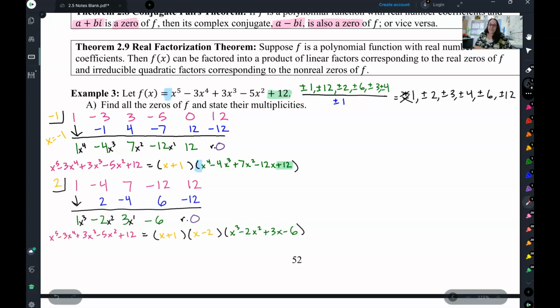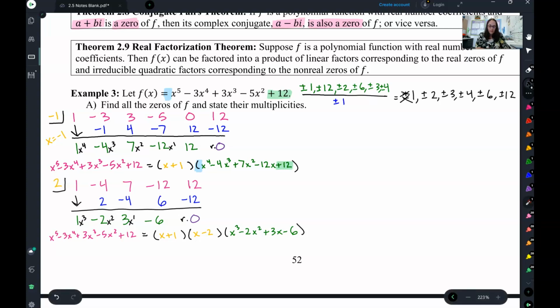Let's see how you did. I tried negative 1 again, didn't work, so then I moved on to positive 2. Positive 2 did work, get a remainder of 0, and this is my answer. So now I have x plus 1 from the first one, and I have x minus 2 from that one, and here's what I have left. We are so close. We only need synthetic division to work one more time, and then we're down to our quadratic that we can factor or quadratic formula on.